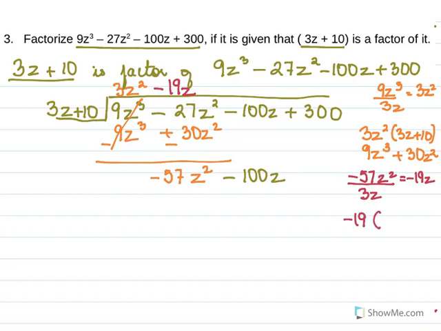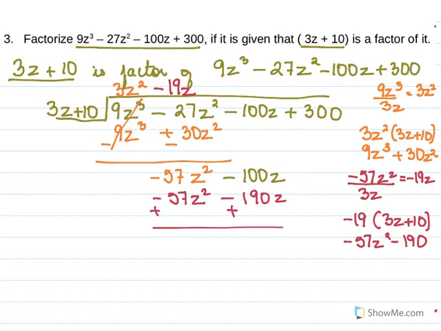We take the minus 19 and multiply it by 3z plus 10, and on multiplying we will get here minus 57z square minus 190z. Change the sign, cancels. Here you will get 90z plus, we bring the 300 down.